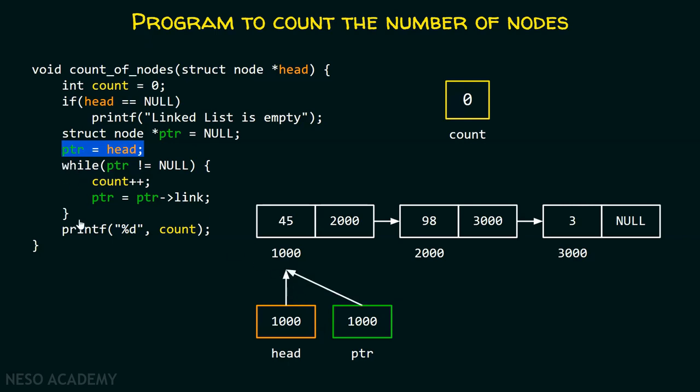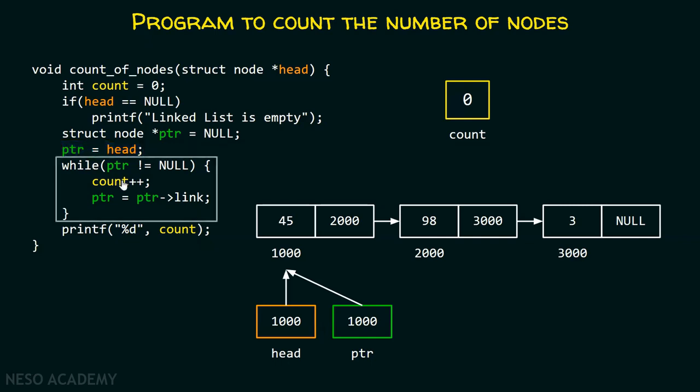After that, we have this piece of code which will run until PTR becomes null. This is the while loop which will run until PTR becomes null. Right now, PTR contains the address 1000, which is the address of the first node of the list. When PTR contains null, then we get outside of this loop and we'll print the count. Let's see how this code works and how it is helping us to traverse the list.